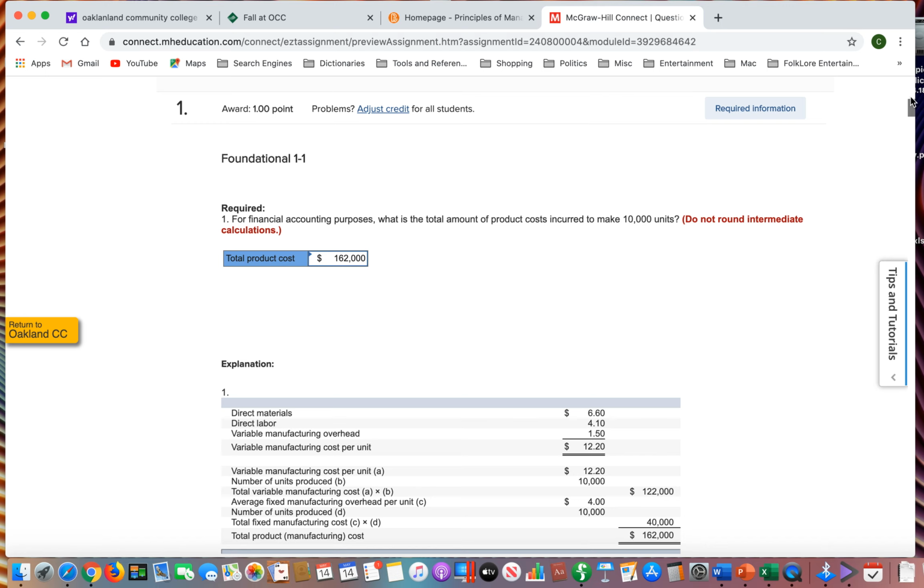Now, at 10,000 units, the fixed cost is $4 per unit. 4 times 10,000 is 40,000, so add them together. Now, you might be tempted, and you wouldn't have been wrong, to say, well, just add the $4 to the $12.20, and you would have gotten the same answer. But the reason why it is separate will be evident later on. So you add the numbers together. So the manufacturing cost, product cost rather, is $162,000.